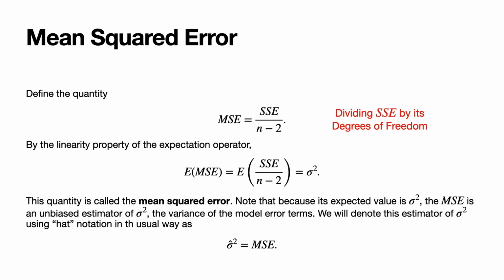Note that because its expected value is sigma squared, the MSE is an unbiased estimator of sigma squared, the variance of the model error terms. We'll denote this estimator of sigma squared using hat notation in the usual way by sigma hat squared equal to MSE.